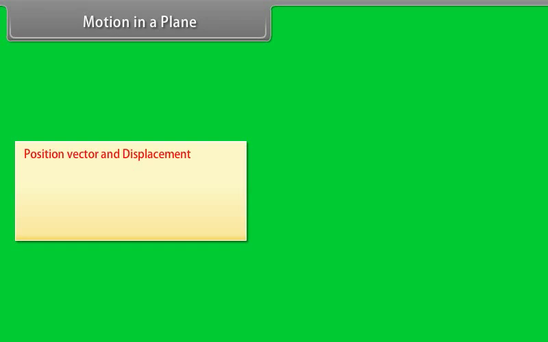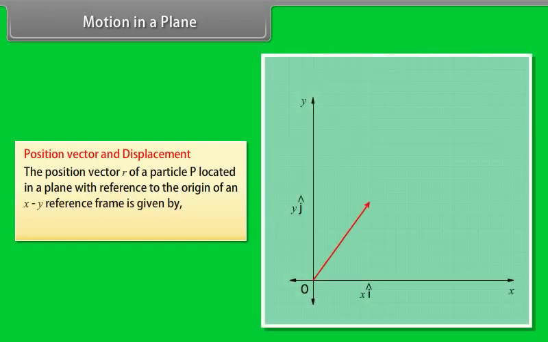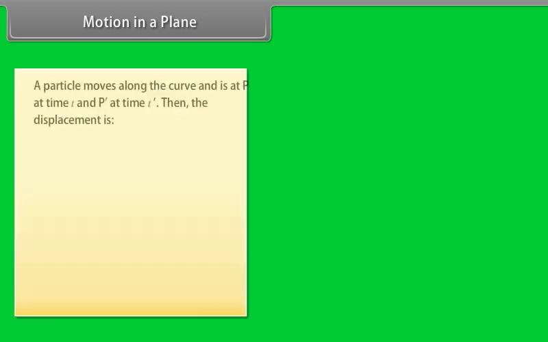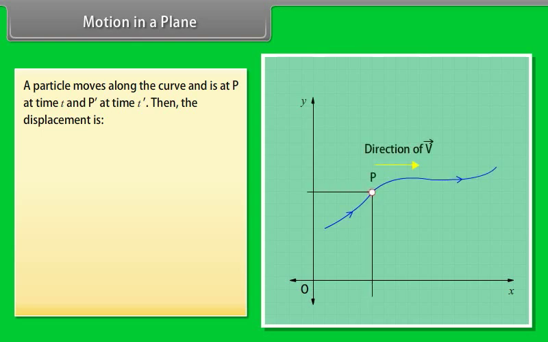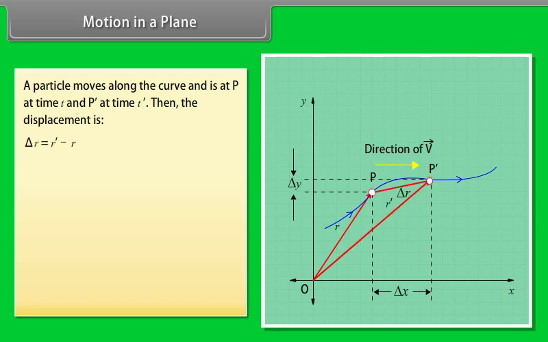Motion in a plane. Let's see motion in two dimensions using vectors, position vector and displacement. The position vector r of a particle P located in a plane with reference to the origin of an XY reference frame is given by r is equal to xi plus yj. A particle moves along the curve and is at P at time t and P dash at time t dash. Then the displacement is delta r is equal to r dash minus r.